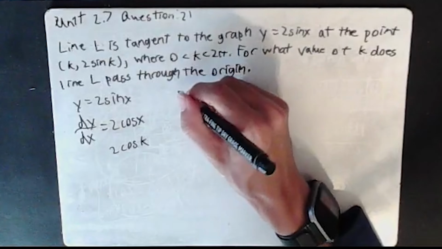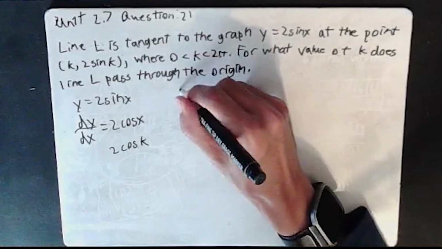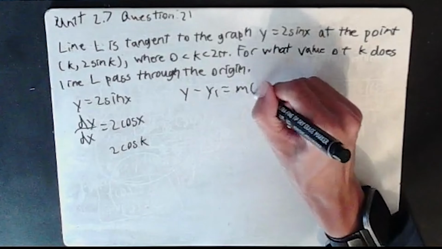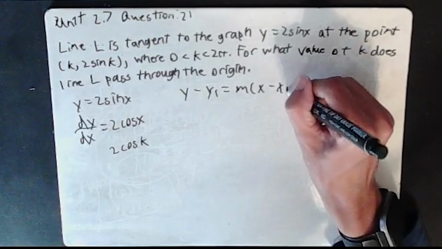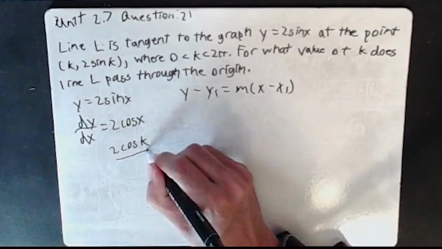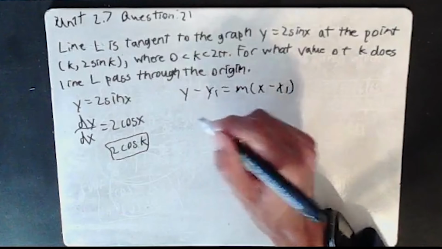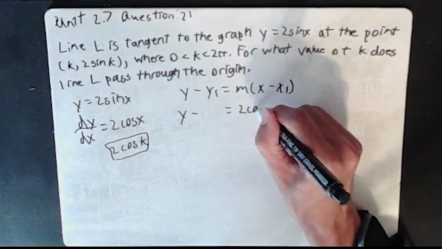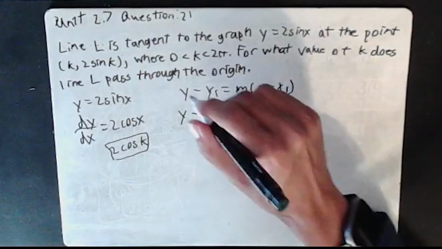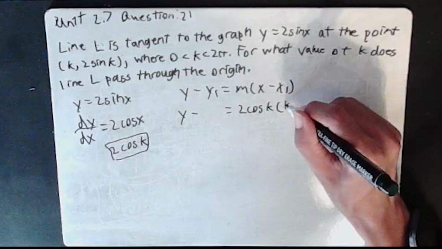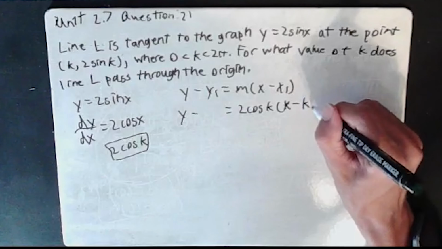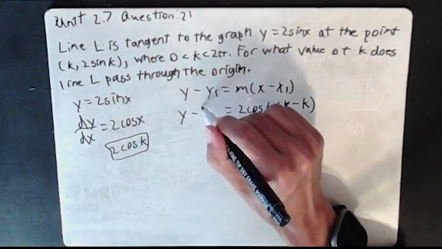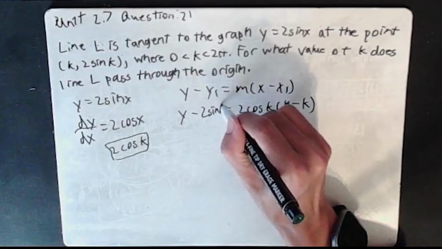Now let's start with our formula. Our formula for line L is y minus y1, or our point slope form, equals m times x minus x1. We know that our slope at x equals k is 2 cosine k. So let's just write that in, 2 cosine k. And then we know that our x is at the x value, x equals k, so x minus k. And then for our y1, we're just going to plug k into our original problem, which is 2 sine k.